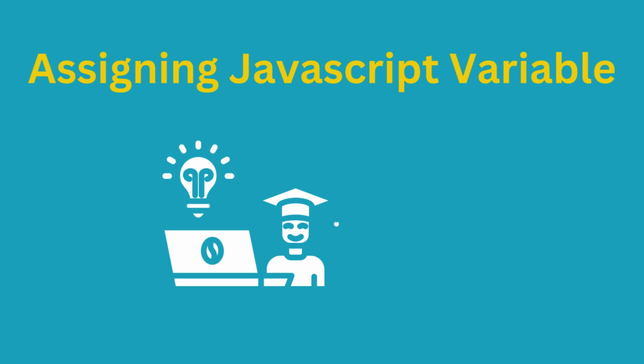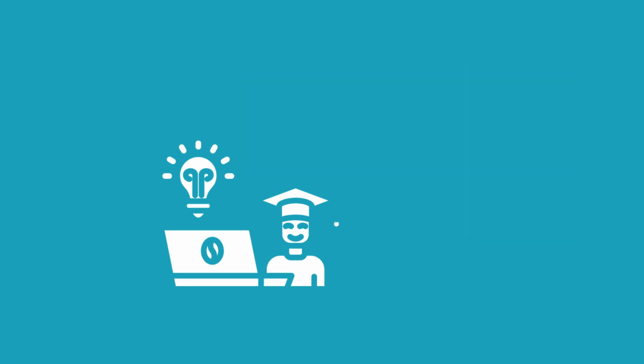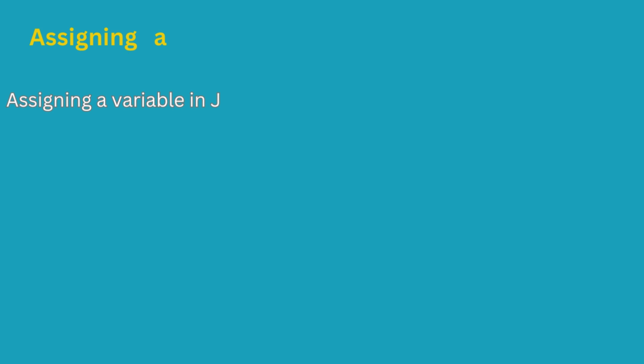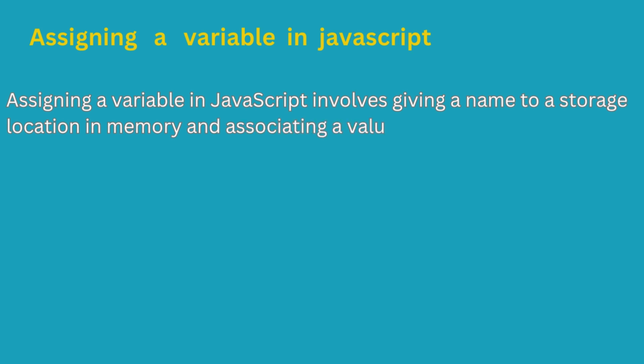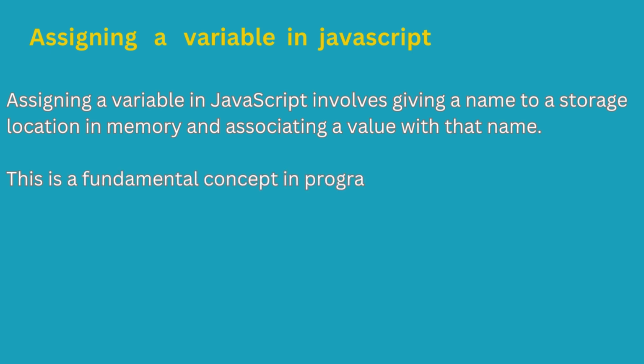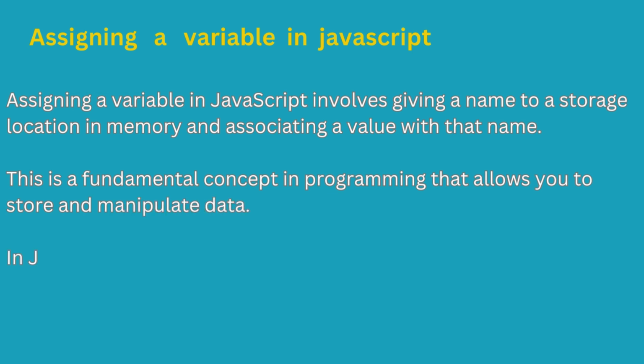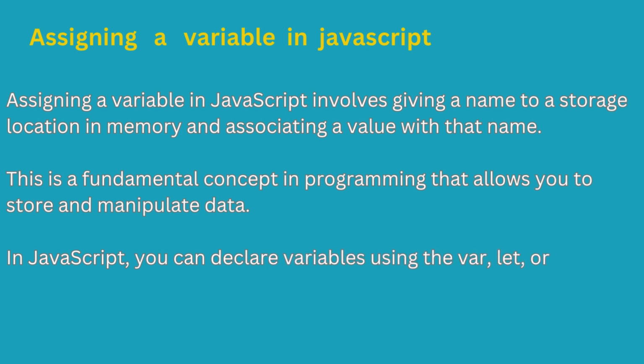The next step is assigning a JavaScript variable. Assigning a variable in JavaScript involves giving a name to a storage location in memory and associating a value with that name. This is a fundamental concept in programming that allows you to store and manipulate data. In JavaScript, you can declare variables using the var, let, or const keywords.